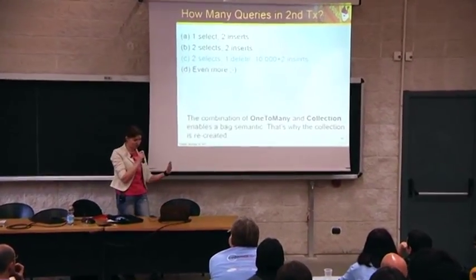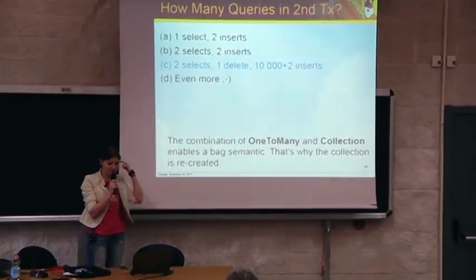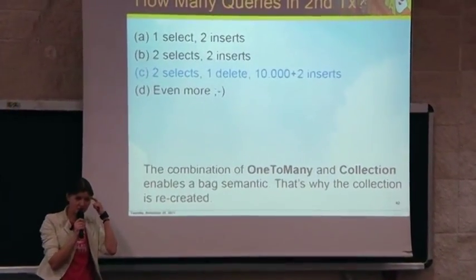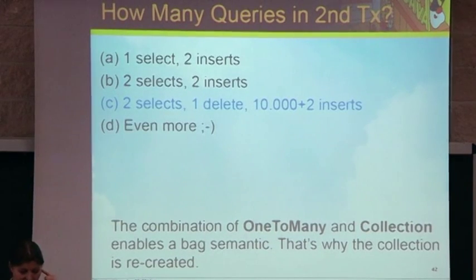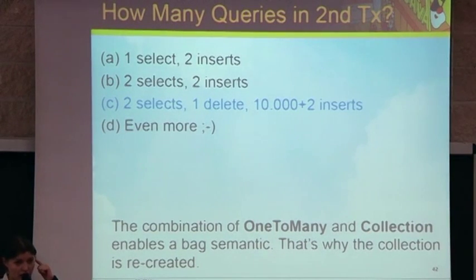In this case, it was C. The problem here is that the combination of one-to-many and collection gives bag semantic. And bag semantic means that the whole collection is recreated. So Hibernate deletes it, and then inserts the entire collection once again. Pretty inefficient. Don't you think so?